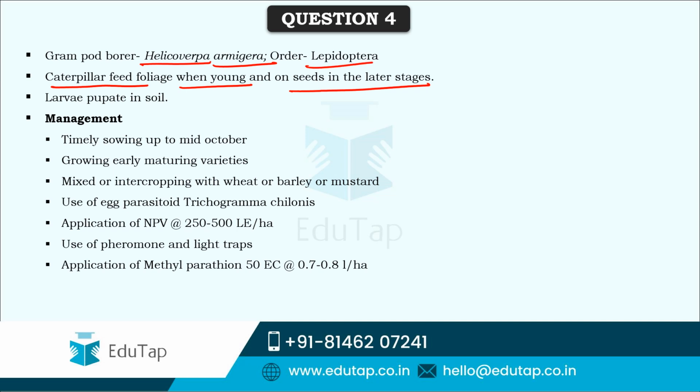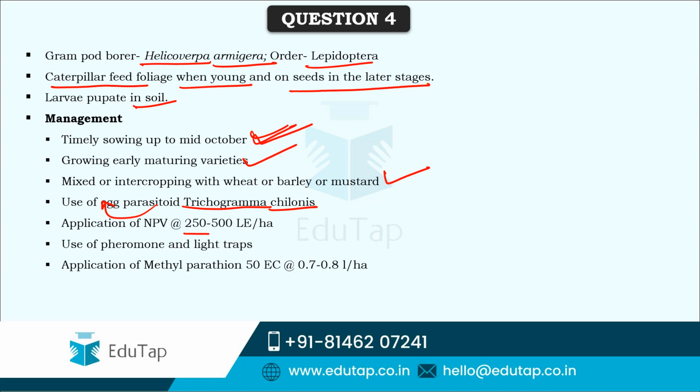One of the devastating pests on gram, and the larvae pupate in the soil. Hence one of the management practices is ploughing and exposing the soil to sun so that these pupae can be killed. And what are the other management practices? Timely sowing up to mid October. Timely sowing, because late sowing again would be a reason for this attack. Growing early maturing varieties, mixed or intercropping with wheat or barley or mustard, or usage of the egg parasitoid Trichogramma chilonis, which is a parasite on the eggs of this Helicoverpa armigera.